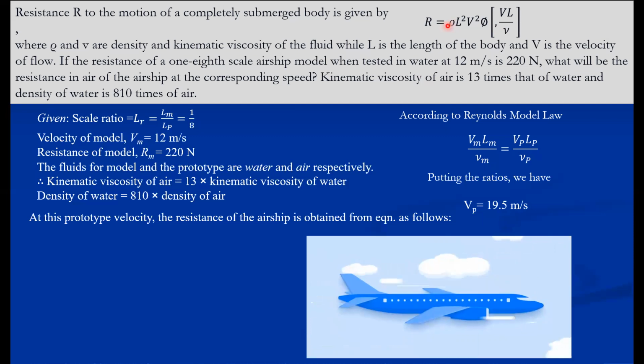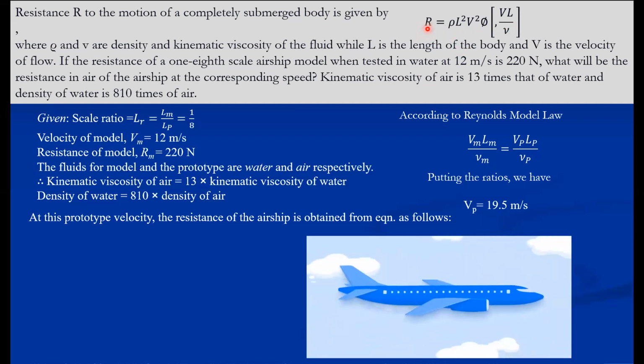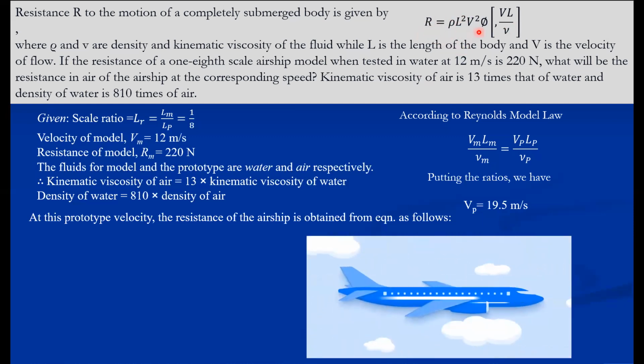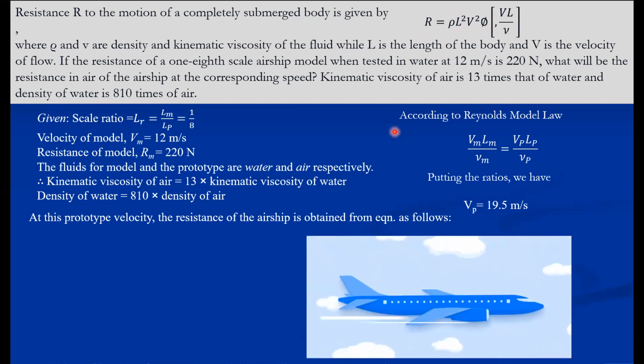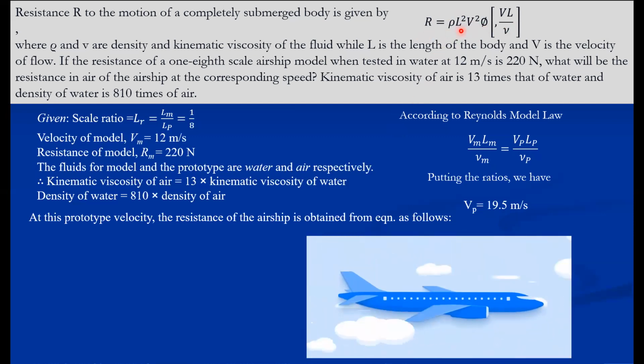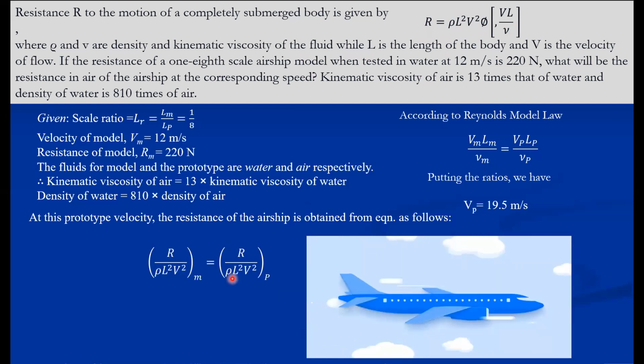So already the relation is given. We can use this relation for model as well as prototype. For this, one more dimensionless term is there, that is R upon rho L square V square. So we can use this relation for prototype. That is R upon rho L square V square for model, equal to R upon rho L square V square for prototype. Because we have to calculate this resistance.